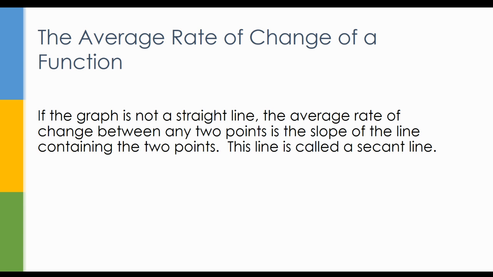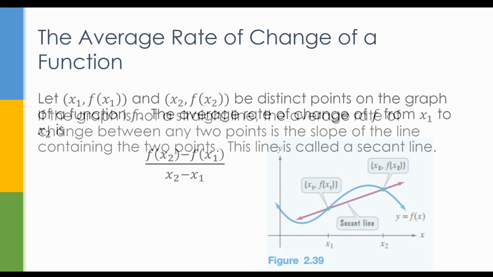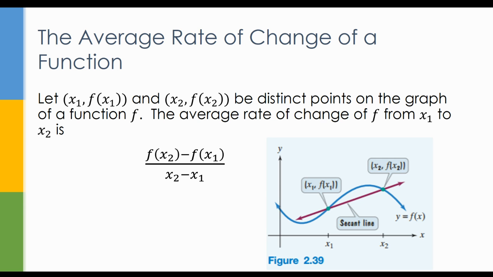So if a graph is not a straight line, the average rate of change between any 2 points is the slope of the line containing the 2 points. And this is called a secant line. You've probably heard of secant lines, maybe last year in geometry. So let's look at this equation for average rate of change.